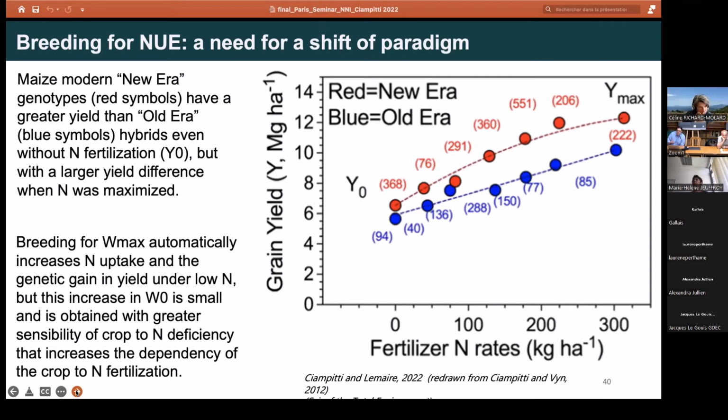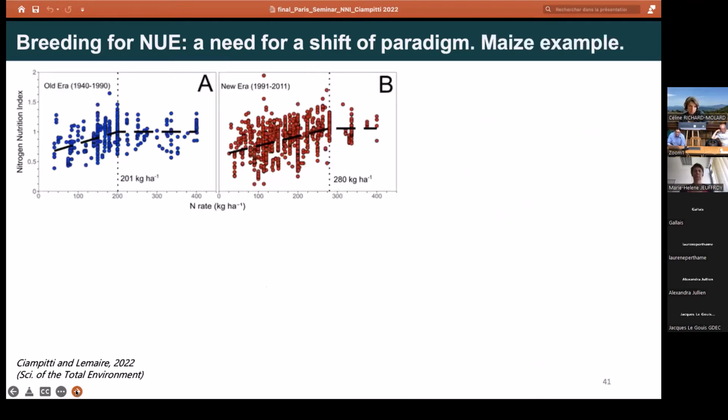When we were not applying nitrogen, it seems that we increased very, very slightly the yields on the modern hybrids, okay? But very small. And in many situations, I will show that it's obtained with a high susceptibility to deficiency. Not only that, in this graph, using the same review data, we show that if you look at the NNI at flowering, we were able to achieve in the old hybrids an NNI of 1 with less nutrient application as compared to the modern hybrids.